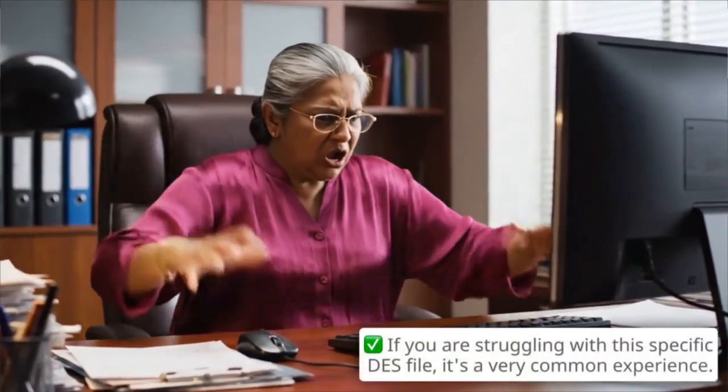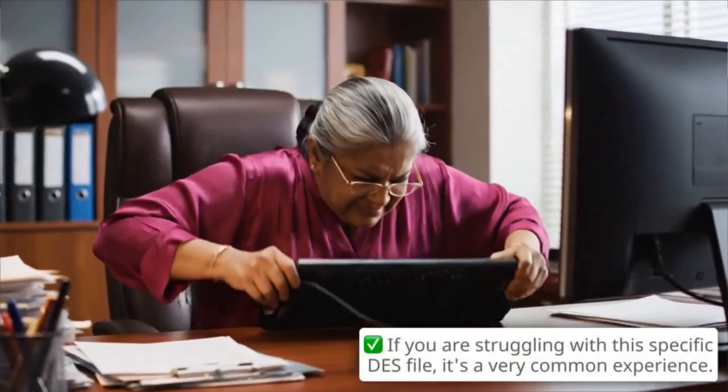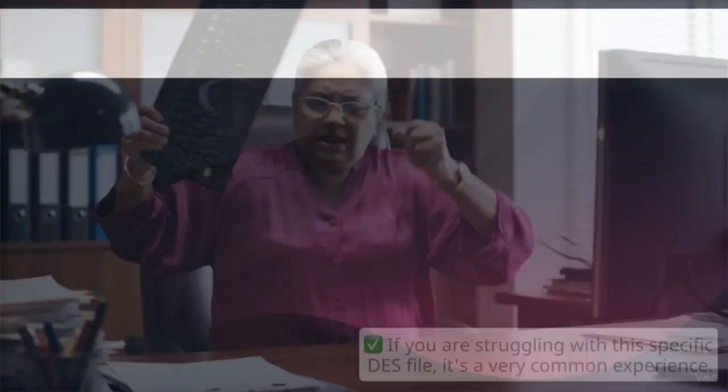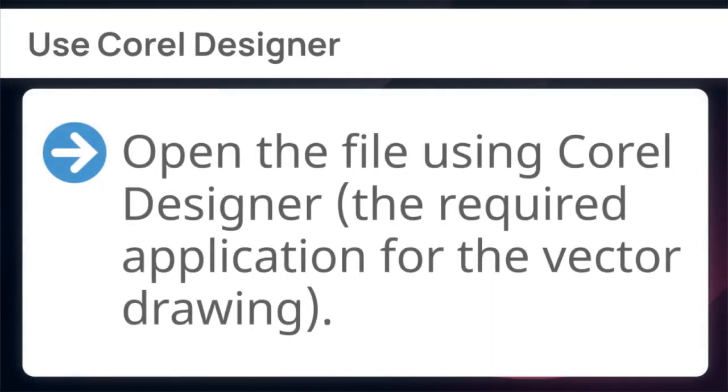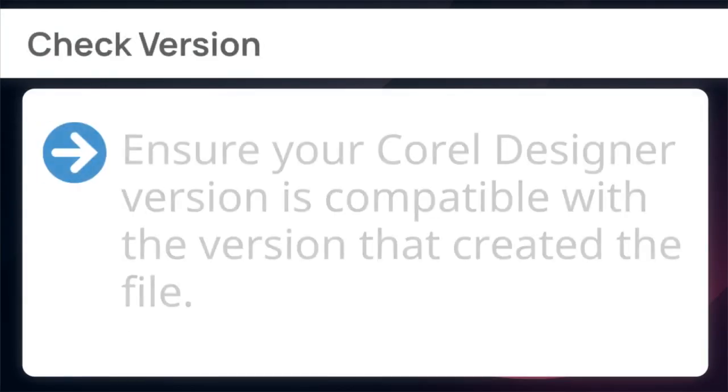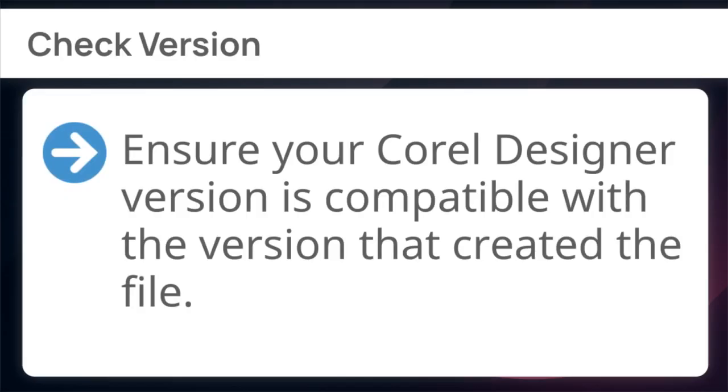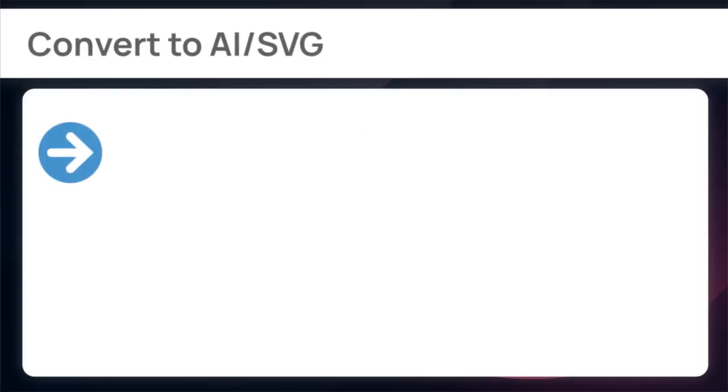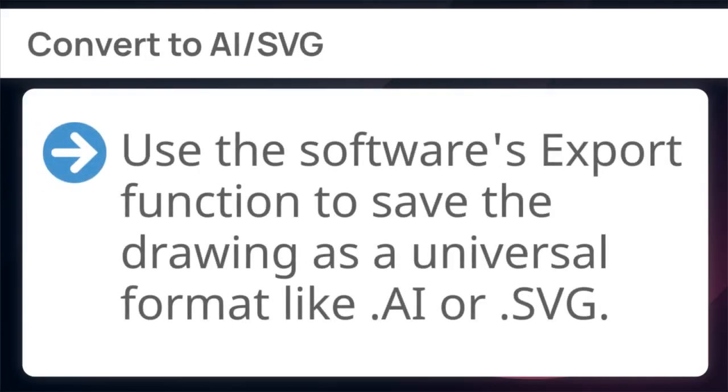If the DES file is still closed, it's one of 3 basic reasons. Here's a list with the common problems and how to check each one. First, use Corel Designer. Open the file using Corel Designer, the required application for the vector drawing. Next, check version. Ensure your Corel Designer version is compatible with the version that created the file. Finally, convert to AI or SVG. Use the software's export function to save the drawing as a universal format like AI or SVG.